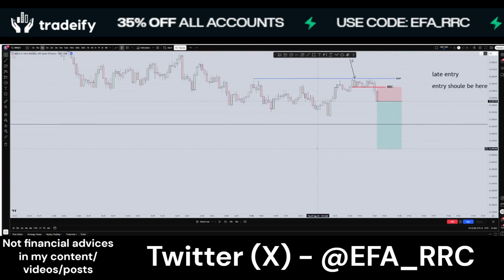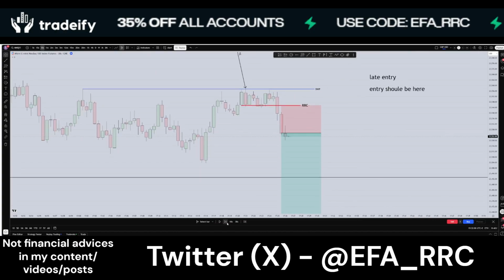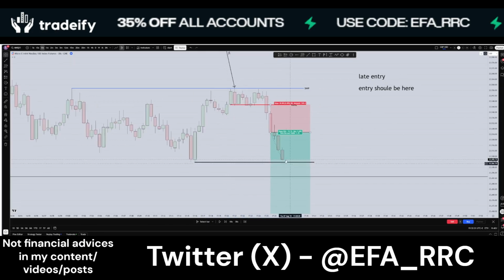Here I took entry, okay, I know price is aggressive, but look what happened after the entry. We didn't get any green candle, just continued going down. We swept this low. I will change color to black. We swept this low, and a lot of people will move stop loss to break even here. But why I didn't do that?